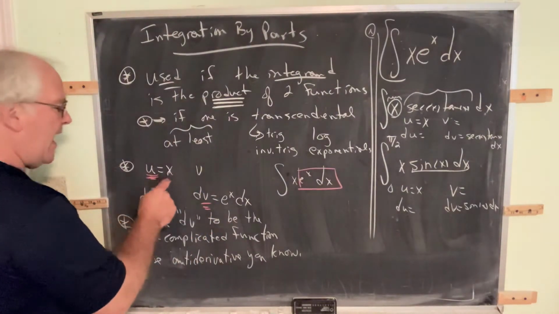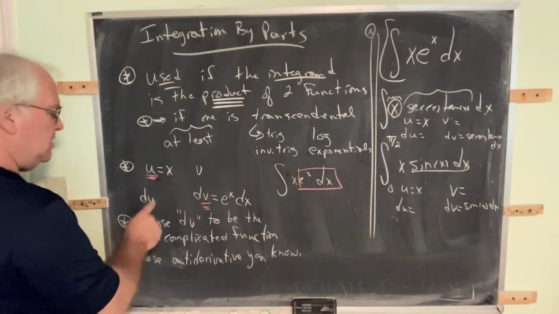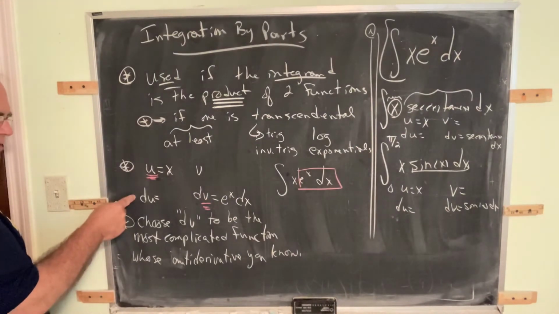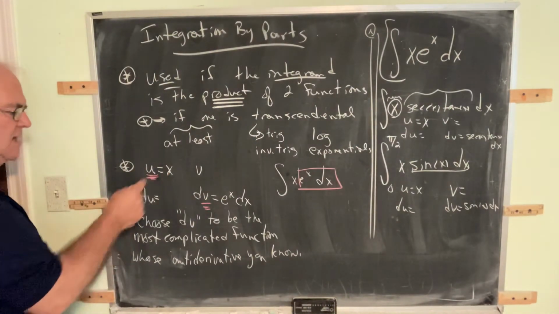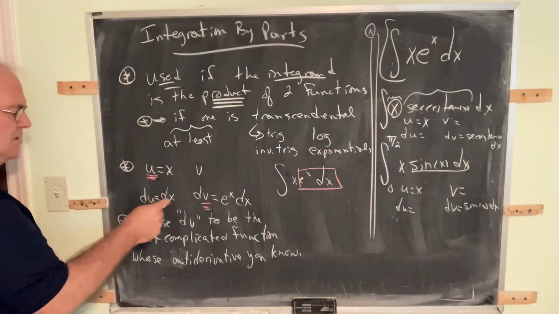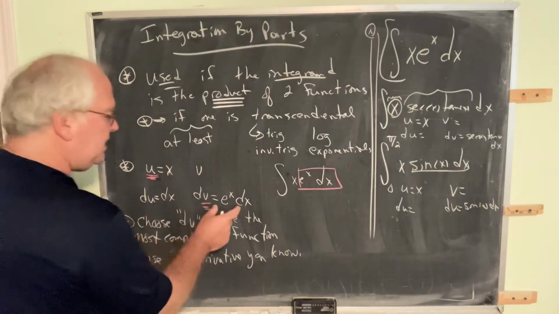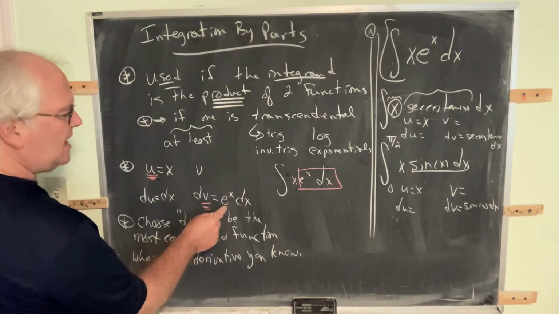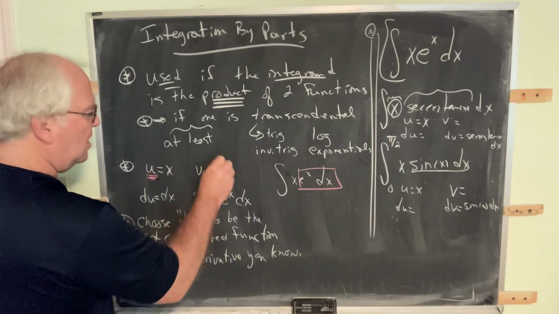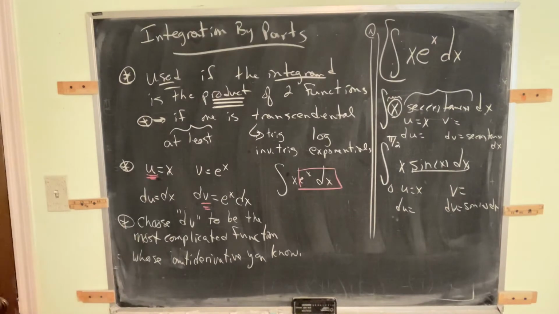Now, once we have dv and u, we create du and v. The way we do this is straightforward. This is just like an ordinary u substitution. If u is equal to x, the derivative of u is equal to the derivative of x, so du is equal to dx. We take the derivative of one piece, and here we take the antiderivative. What is the antiderivative of e to the x dx? Well, e to the x is its own antiderivative. And so now we have the four pieces together.